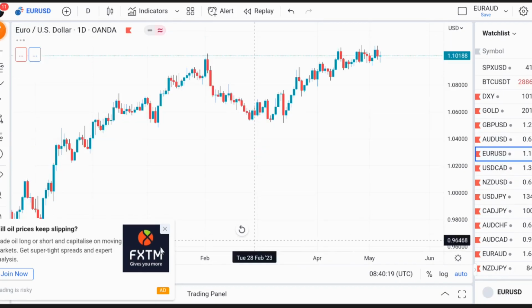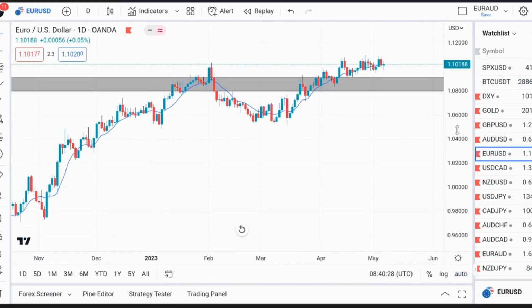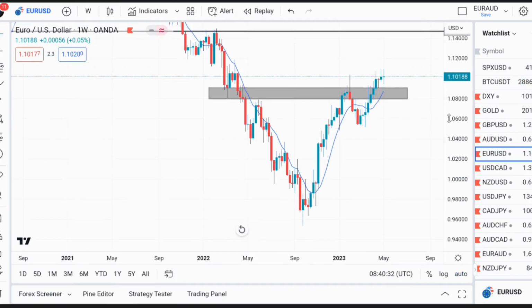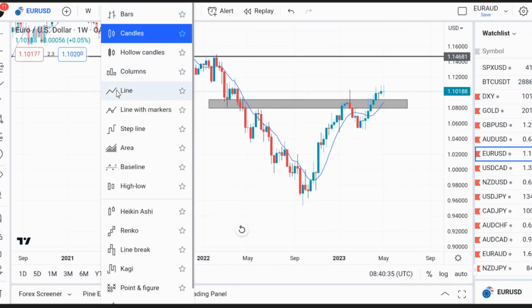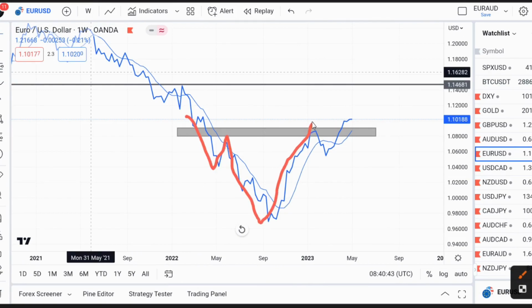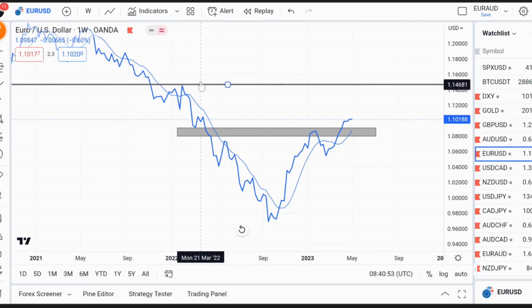So the next one I want to check is the US dollar after breaking the resistance level. So let's put it in the weekly time frame, and then let's use line. As you can see, using this line, it looks like something is forming like a head and shoulders right here, and then this is our next resistance level right there. So let's go back to the candlestick.